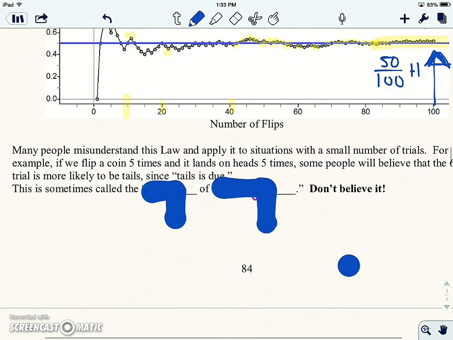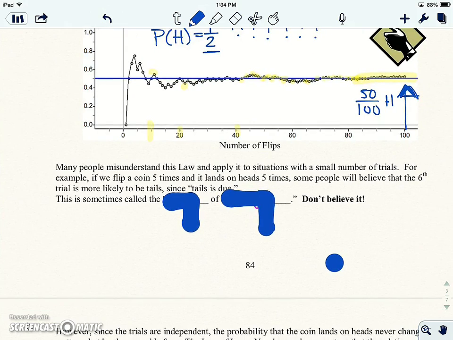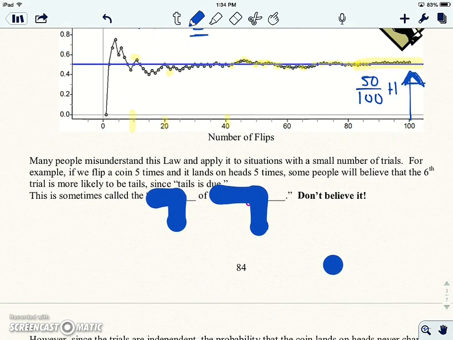Many people misunderstand this law and apply it to situations with a small number of trials. For example, if we flip a coin 5 times and it lands on heads 5 times, heads, heads, heads, heads, heads, well, the chance of getting a head on the 6th try is still 1 out of 2.